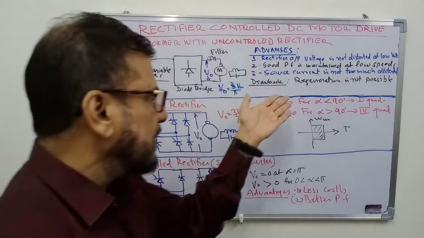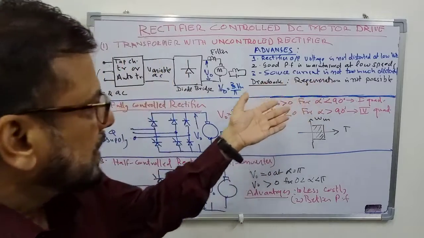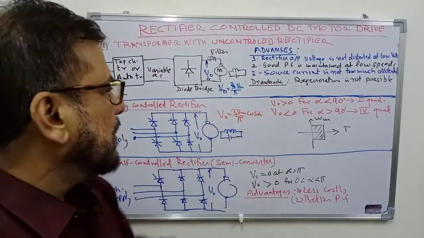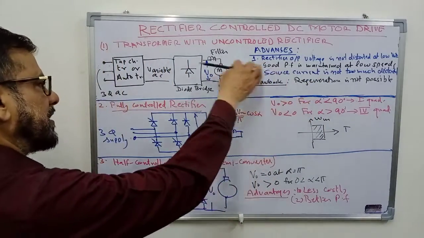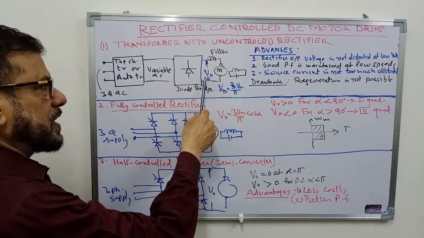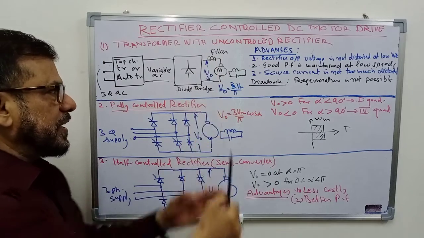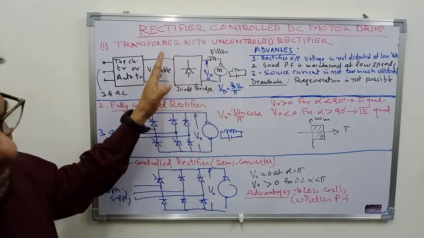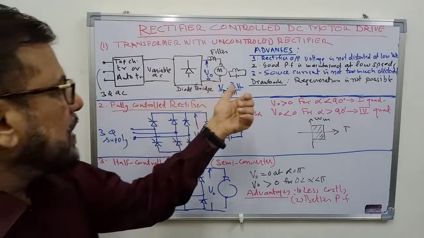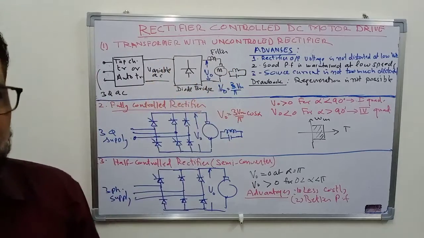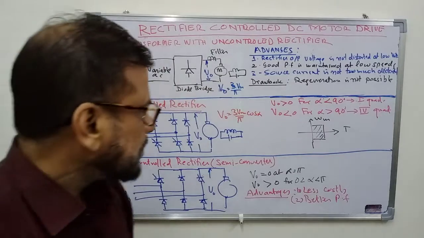The drawback, you can see here, is that regeneration is not possible. Current cannot flow in the reverse direction. Voltage also cannot become negative. So power cannot flow from the motor to this side. Power can never flow in the reverse direction. So regeneration is not possible in this case.